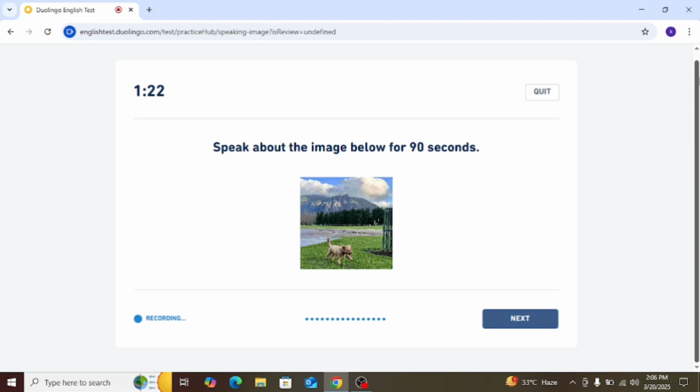You only have to describe what is in this image. You don't want to describe anything out of the topic. Okay, this is simple and easy. We have to describe this image in 90 seconds, so we can do this.